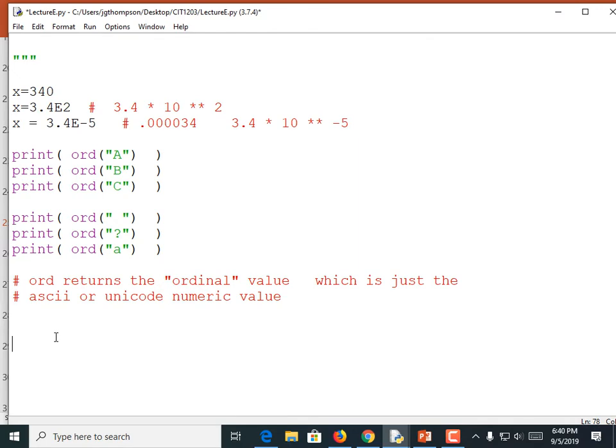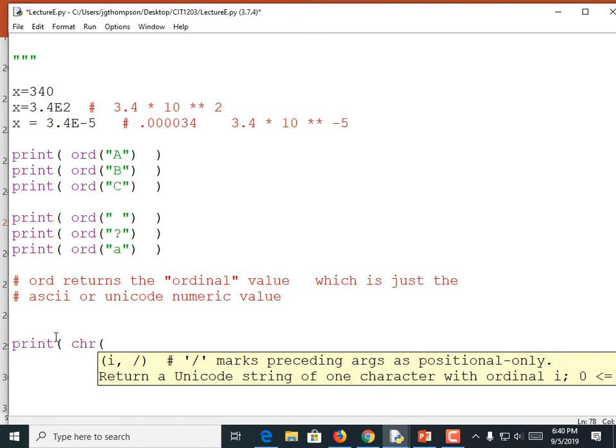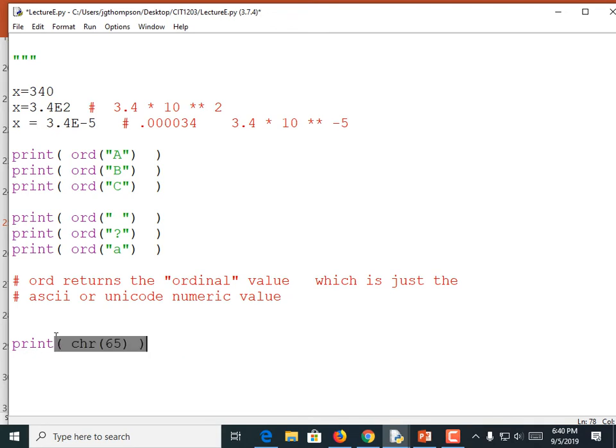You can convert a number back to a character. We keep saying that 65 is an A. Well, yeah, let's find out. Print, parentheses, CHR, parentheses, 65, in parentheses. That's going to print out an A.